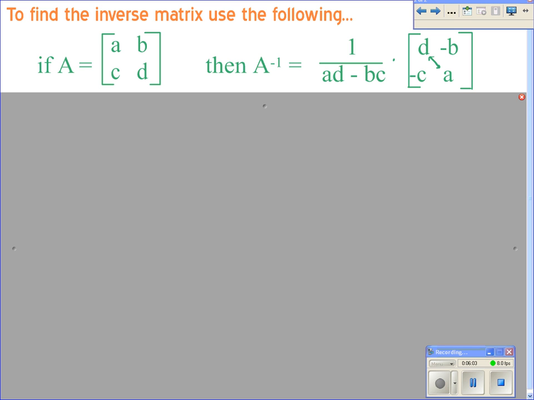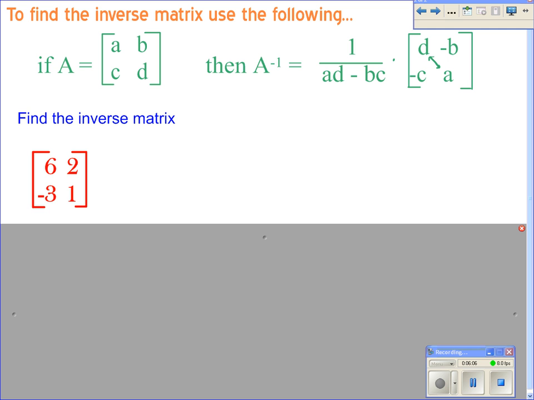So we'll try this twice. So if we're going to look for the inverse of this matrix, 6, 2, negative 3, 1, we need to do 1 divided by the determinant first. 1 over, now let's figure out what the determinant is. It's going to be 6 minus 6 minus negative 6, which is 12. Okay, so the determinant is 12. So 1/12 is your number on the outside.